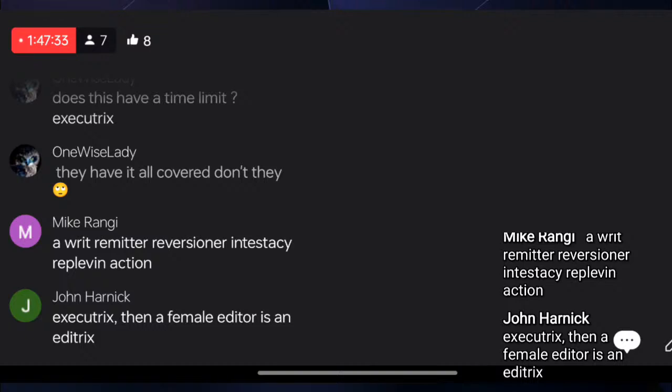I don't know if it works like that, John, but it's an interesting concept. Remitter is definitely something to look into. Reversioner is definitely something to look into. Replevin, I'm not sure. Might be. But I'm more so looking to prove age of majority because that's what they keep saying everybody is. It's under the age of majority, so.